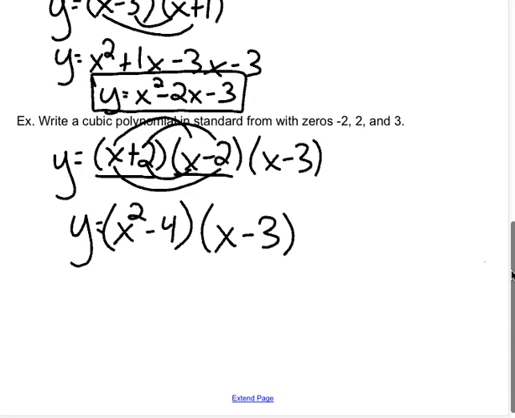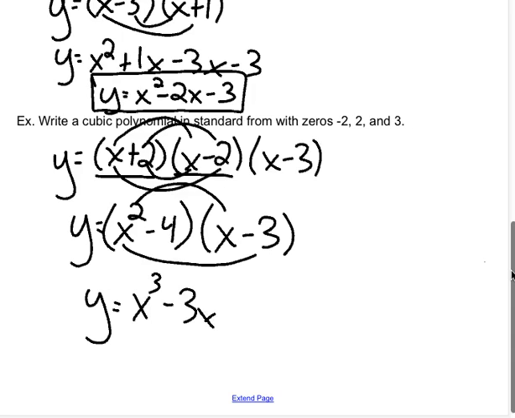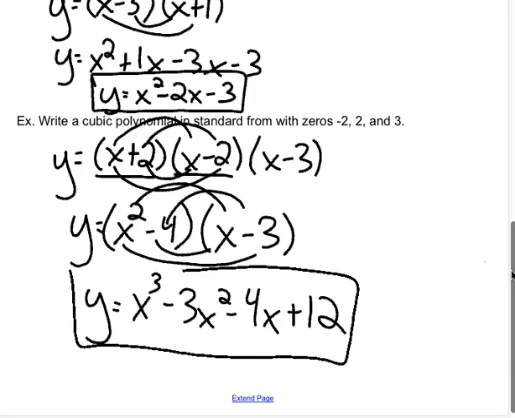Now the downside when you're dealing with cubics is that you're going to have to FOIL this twice. Okay, so now I'm going to have to go through the FOILing process a second time. x cubed minus 3x squared minus 4x plus 12. And that is going to be that polynomial in standard form.